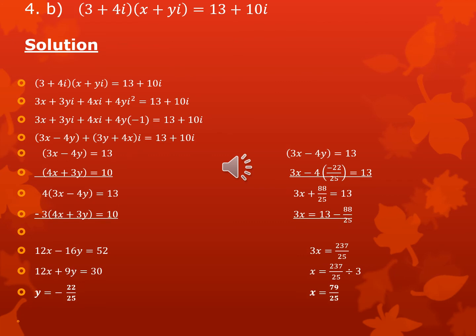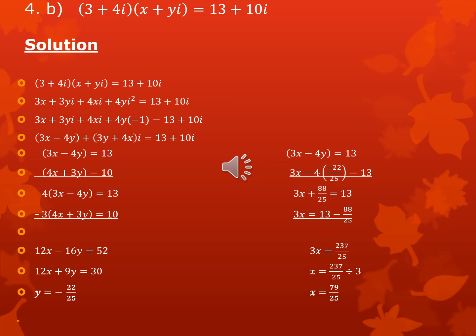Question number 4, part B. Find the values of x and y such that (3 plus 4i) into (x plus yi) is equal to 13 plus 10i. Once again, in order to answer this question, we need to use the equality rule. But before we apply the equality rule here, we need to expand the bracket on the left hand side. And we'll be expanding the bracket using the distributive property.